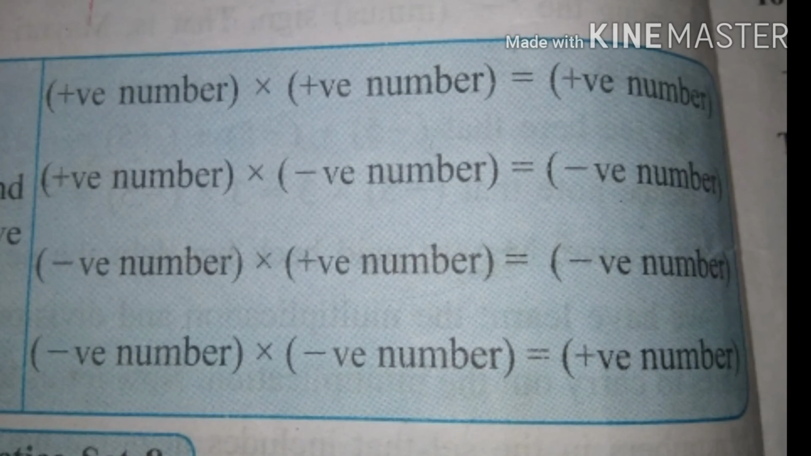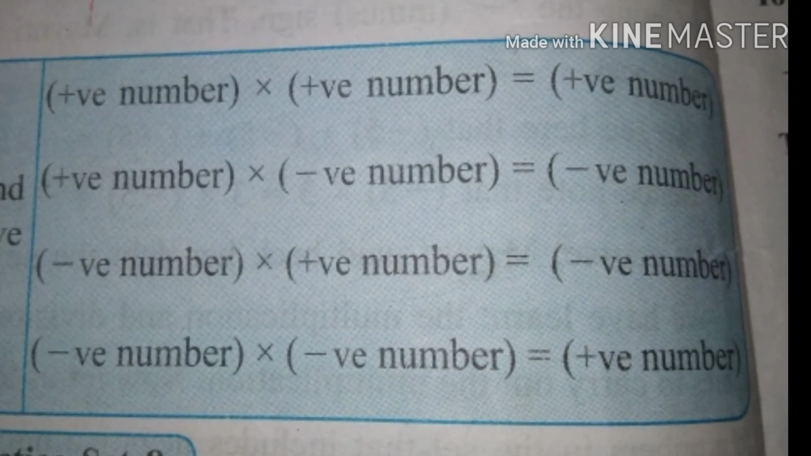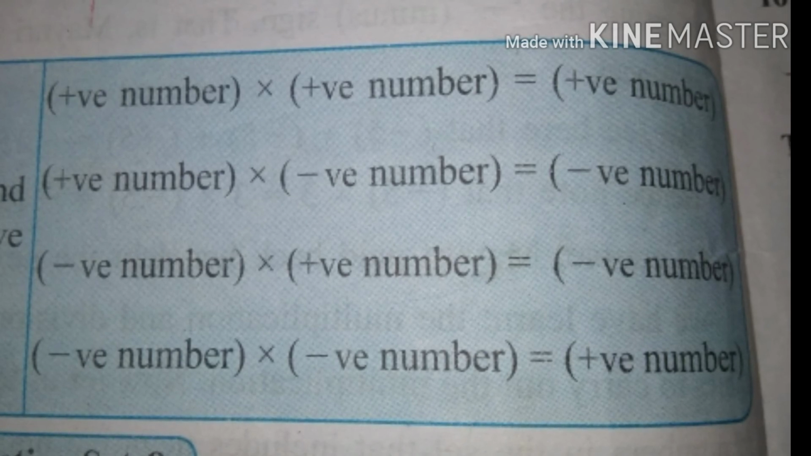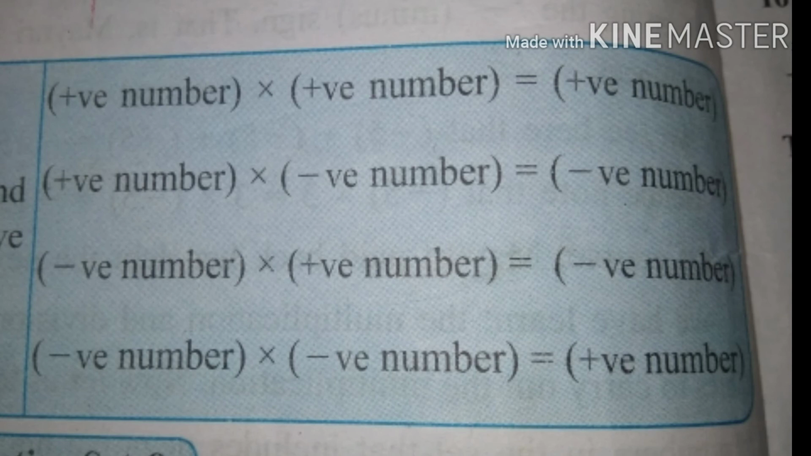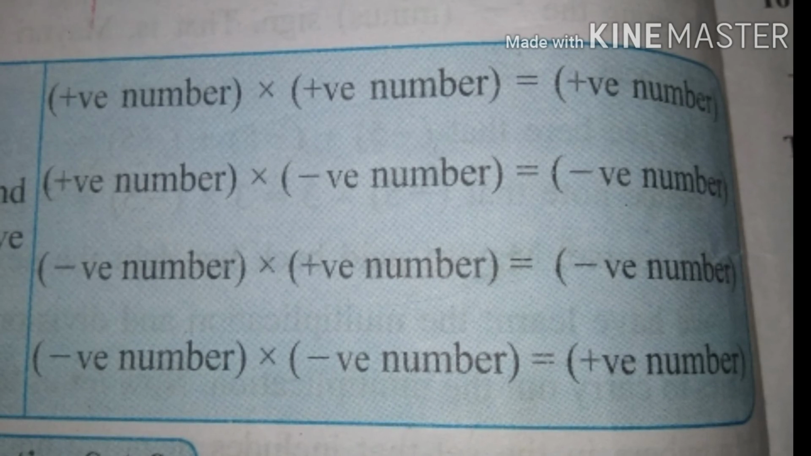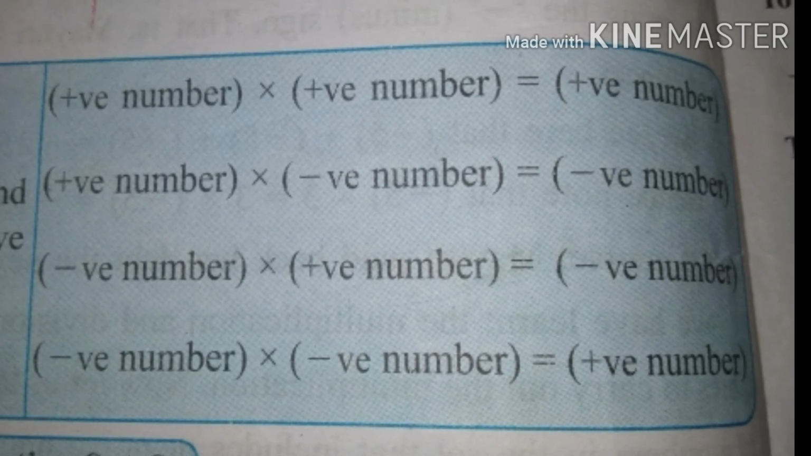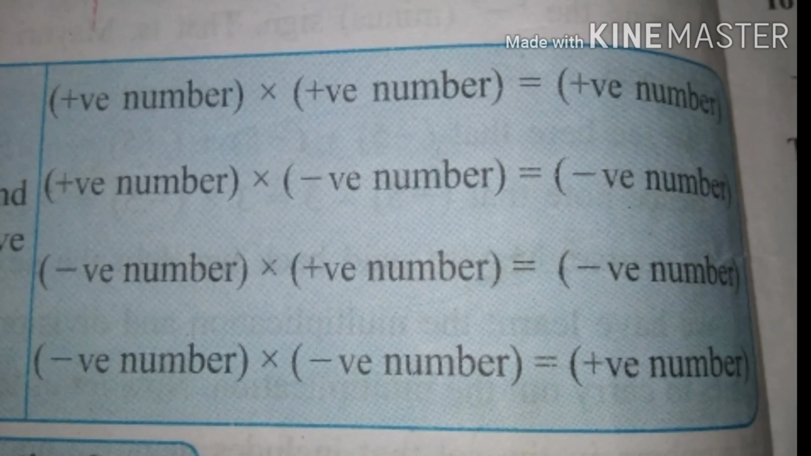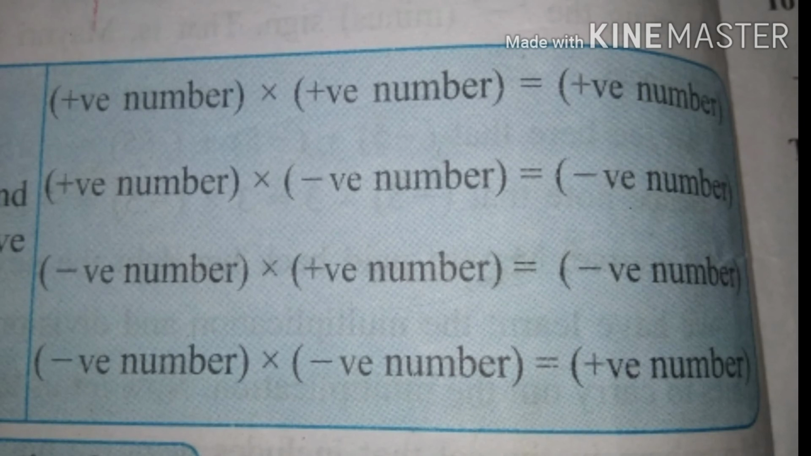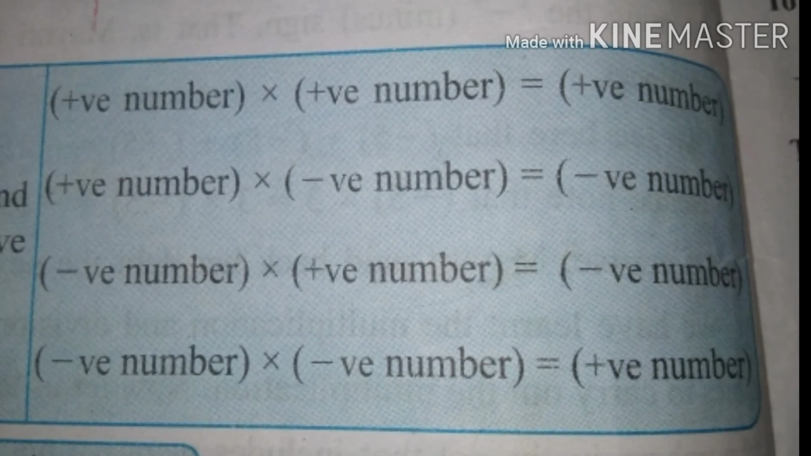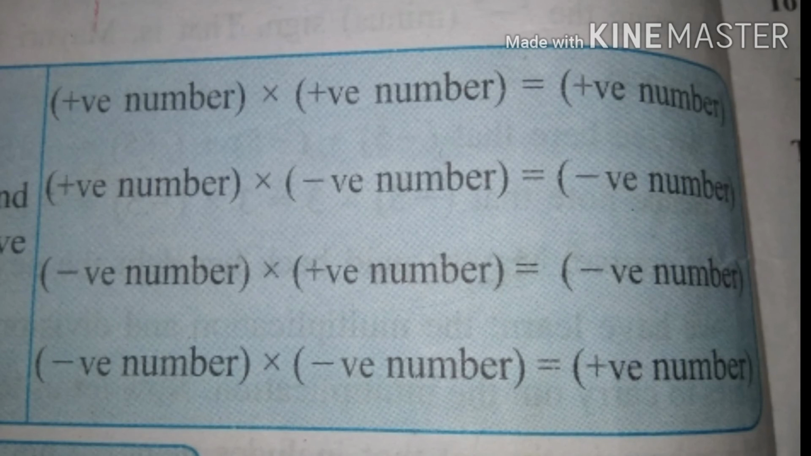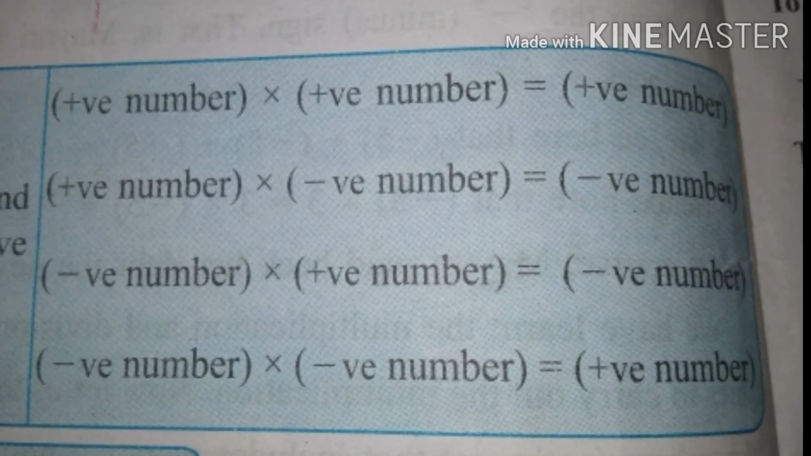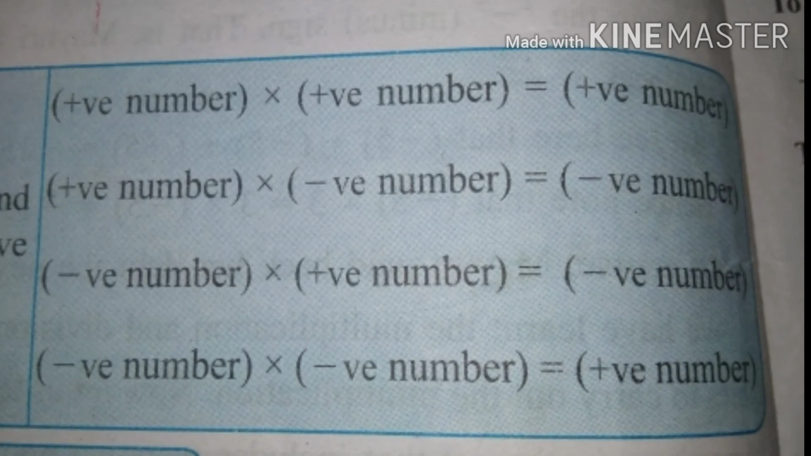Now plus number multiply plus number, we get a plus integer. Then plus number multiply negative integer, we get a negative integer. Then negative integer multiply plus integer, we get a negative integer also. Then negative number multiply negative integer, we get a plus integer also. Okay, you have to get it.